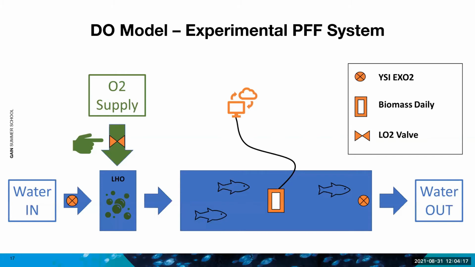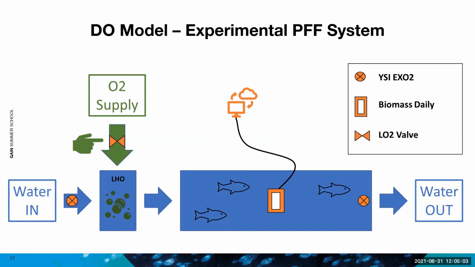We then implemented an experimental precision fish farming system. So if we think about a raceway, again with the water in, the water out, and the oxygen supply, what we did was to add two oxygen probes, in the inlet and in the outlet, in order to understand what is the concentration of the water that comes from the Saka River before the oxygenation process, and also what the concentration is in the outlet of the raceway.